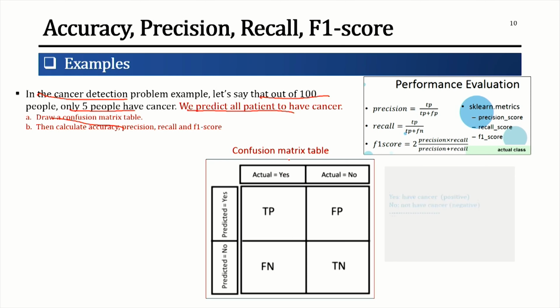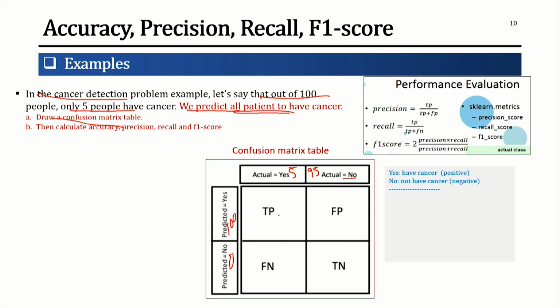We suppose that when a person has cancer, it is yes, or positive, and not having cancer is negative. So from this table, the actual answer yes, which is has cancer, is 5, and the remaining is 95 for no cancer. And our prediction from the model is that all patients have cancer. So that means yes is 100 and this one is 0.